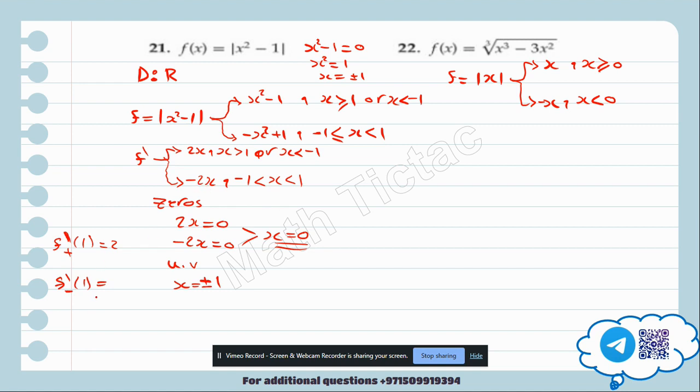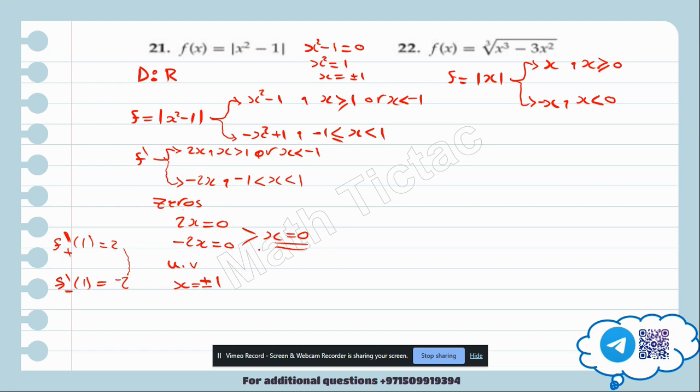So minus 2 multiplied by 1 is equal to minus 2. Since 2 and minus 2 are different, they are not the same. That means f prime is undefined at 1. The same thing will happen once you find f prime of minus 1 from the right and from the left. They will be different. So that means x equal to positive and negative 1 are undefined values for f prime.